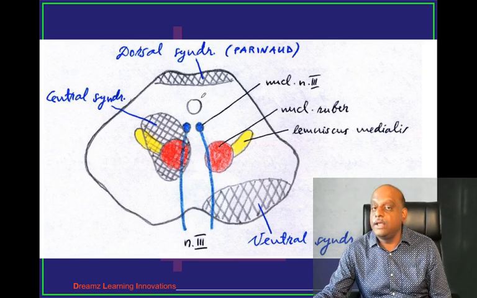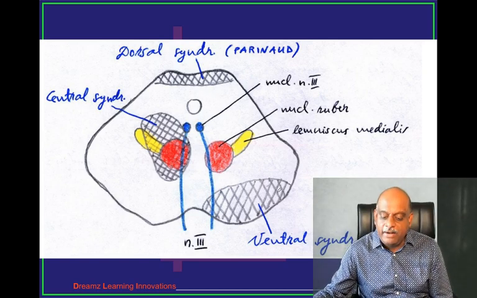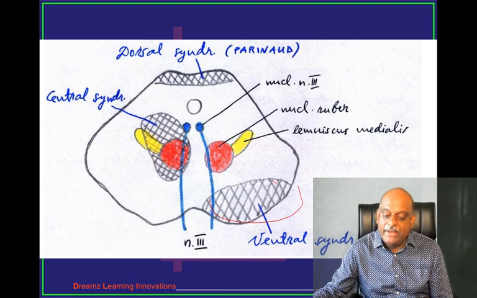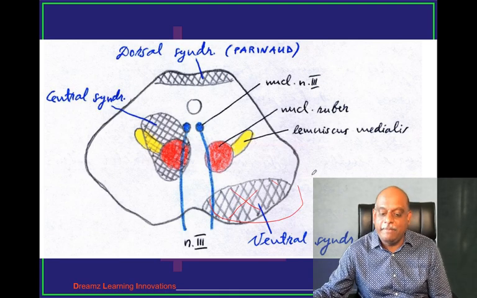So doctor, if you look at the midbrain ventral aspect, if there is any lesion, that is called Weber.